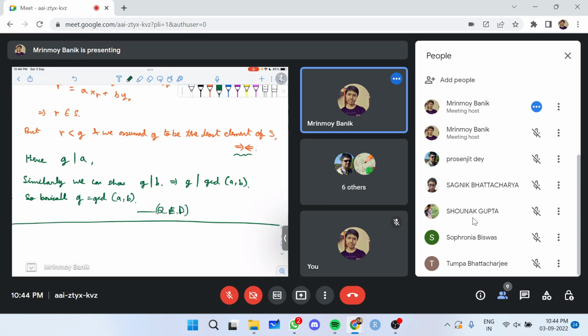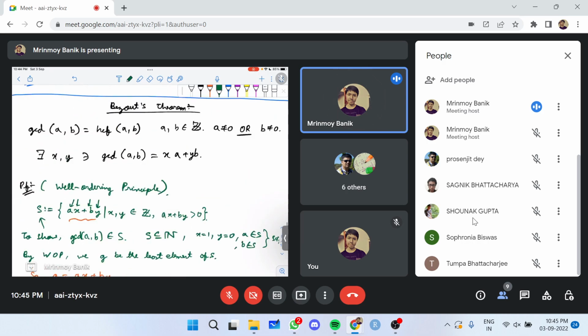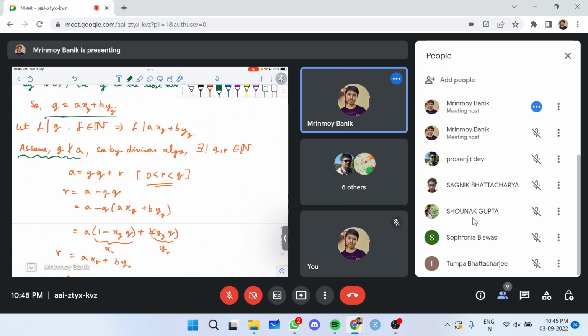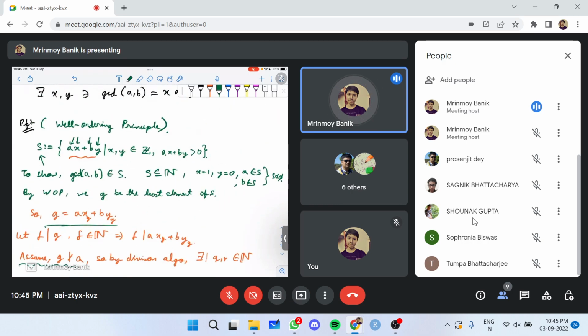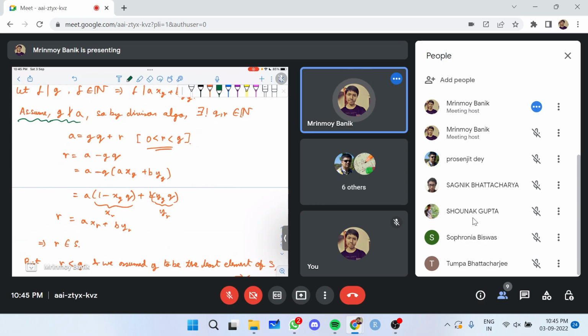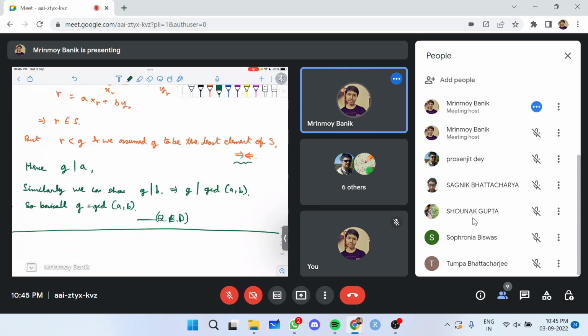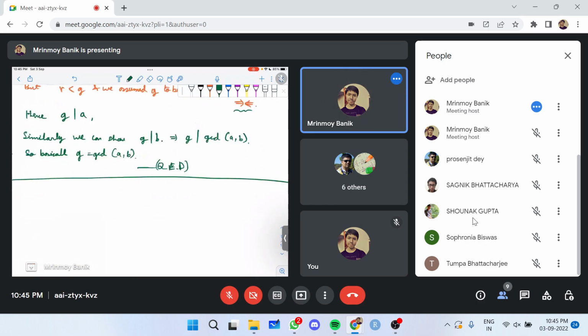Okay, so is that more or less clear? So that was a pretty nice application of both the well ordering principle and the division algorithm, all in the same proof.